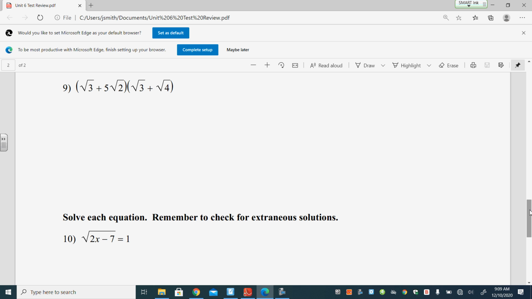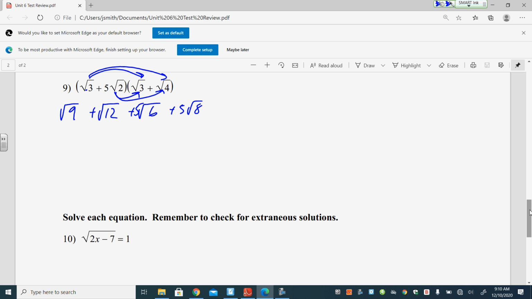All right, on number 9, you just have to FOIL it out. So you get the square root of 3 times the square root of 3, which is the square root of 9. Then the square root of 3 times the square root of 4, which is the square root of 12. Then 5 square root of 2 times square root of 3 will be 5 square roots of 6. So you multiply the inside numbers only. And then you would do plus 5 square roots of 8.